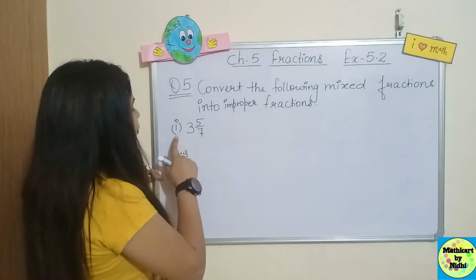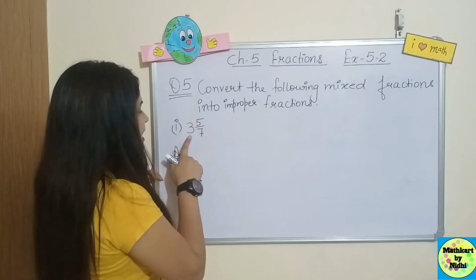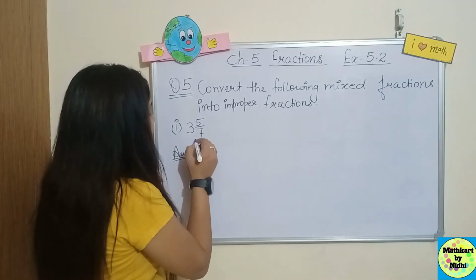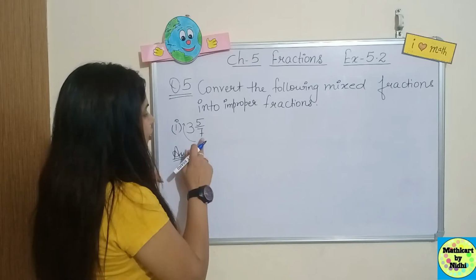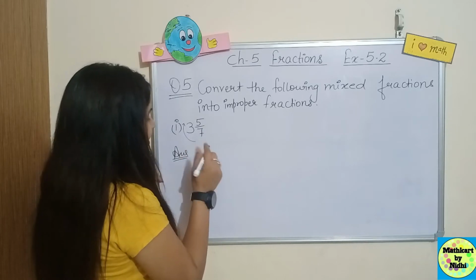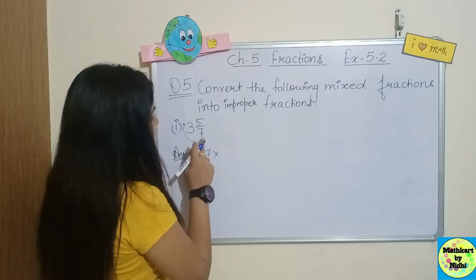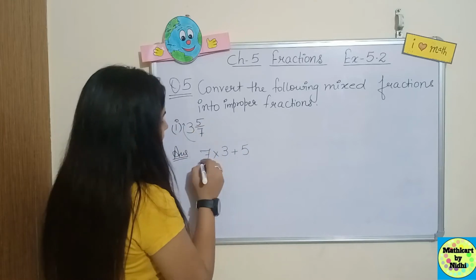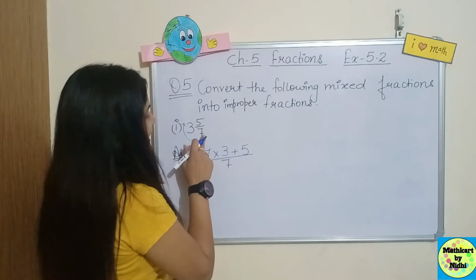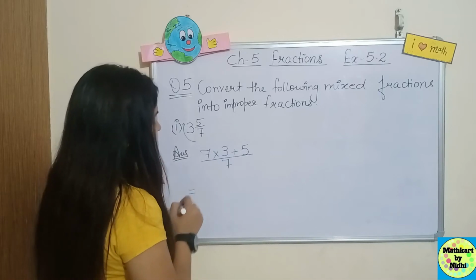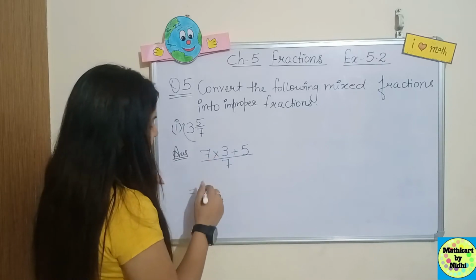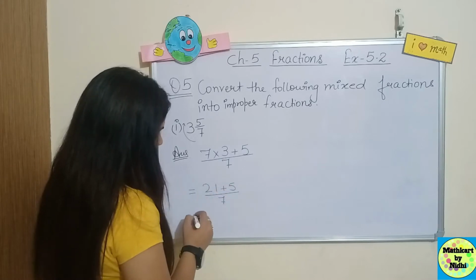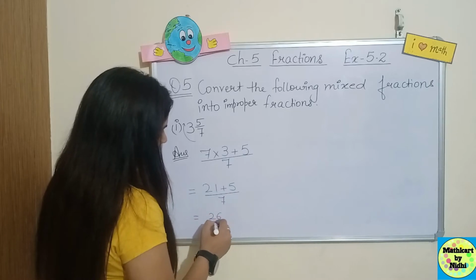Question number 1 says 3, 5 upon 7. 3 is the whole number part and 5 upon 7 is the proper fraction part. So how to do it? We'll go in this direction. First of all, we see the denominator, that is 7. We multiply the 7 by the whole number 3 and then add the numerator, and the denominator will be the same as the denominator given. So we multiply 7 3s are 21, plus 5 upon 7, that will be 26 upon 7.